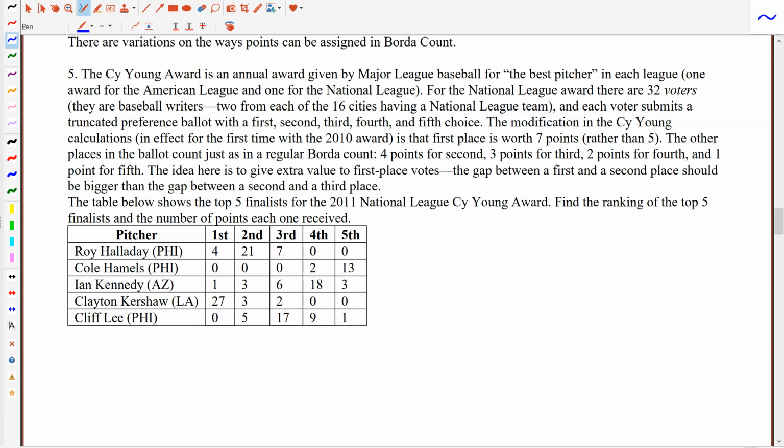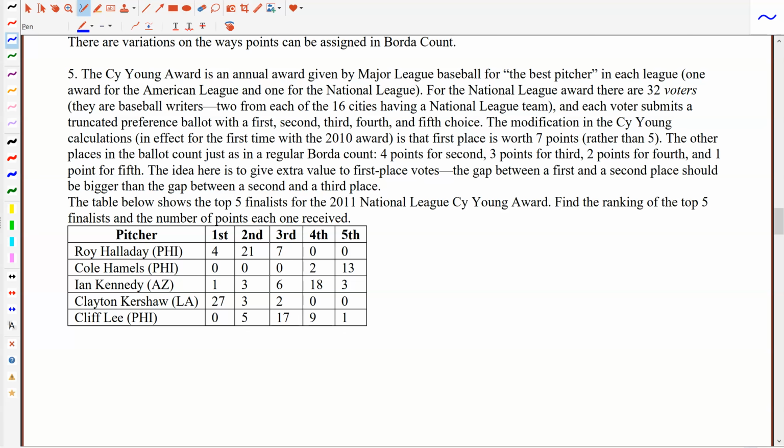For the National League Award, there are 32 voters, and the voters are going to be baseball writers, 2 from each of the 16 cities that have a National League team. And each voter submits a truncated preference ballot with a first, second, third, fourth, and fifth choice. So remember, under a truncated preference ballot, that means out of all of the pitchers that they would have available, from all of the National League teams, out of that pool of pitchers, they just want them to pick their top 5 pitchers.